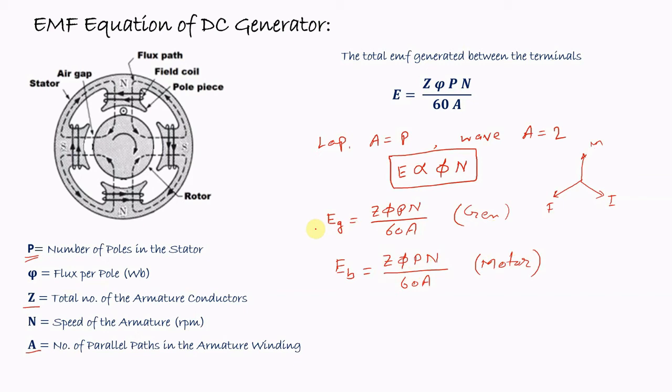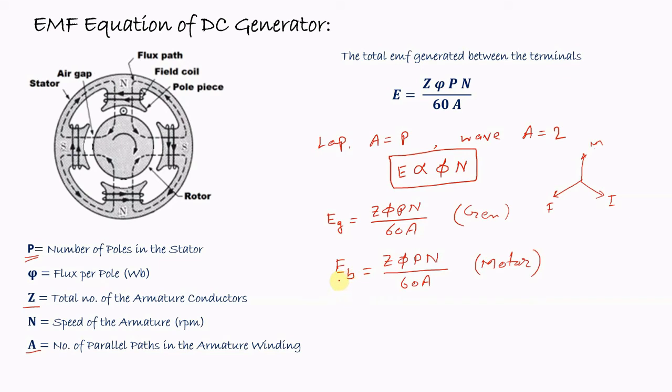So remember one thing, the EMF will be induced in armature winding whether the machine is working as a motor or as a generator. But when it is working as a generator, it will be considered as a generated EMF represented by EG, and when it is working as a motor, it will be considered as a back EMF represented by EB.